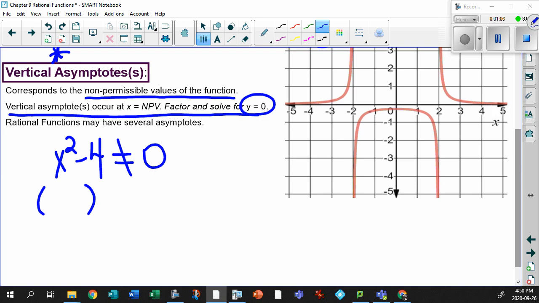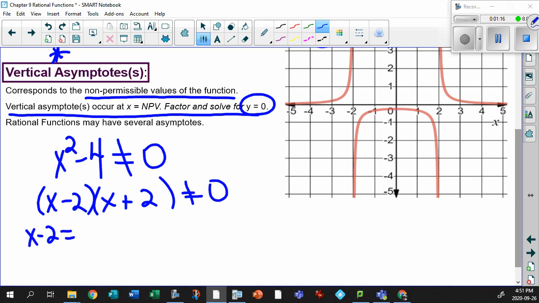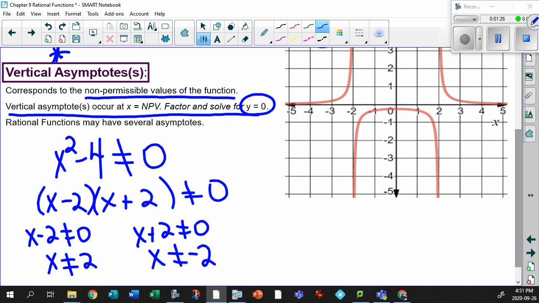If you factor this, you recognize this is a difference of squares. So this is x minus 2 and x plus 2, and they cannot be equal to 0. If you solve each one independently, you'll find that x cannot equal 2, and x plus 2 cannot equal 0, which means x cannot equal minus 2. So you've got vertical asymptotes at x equals 2 and at x equals minus 2.